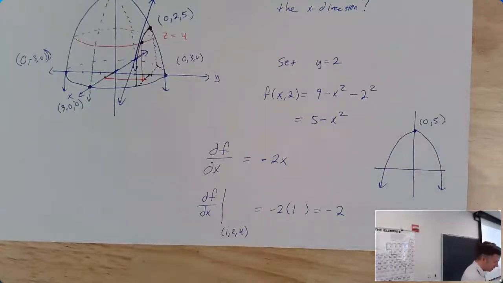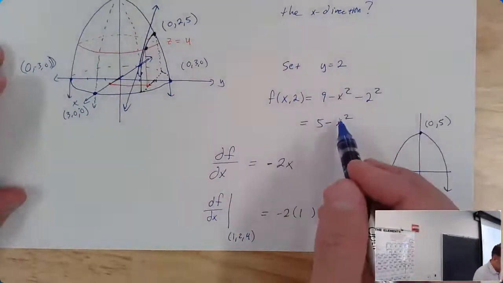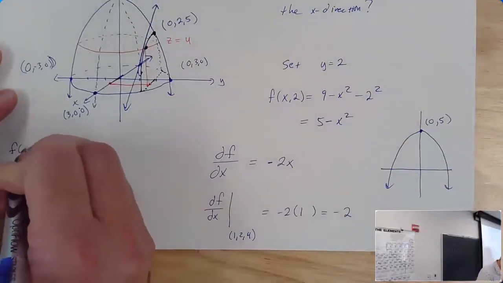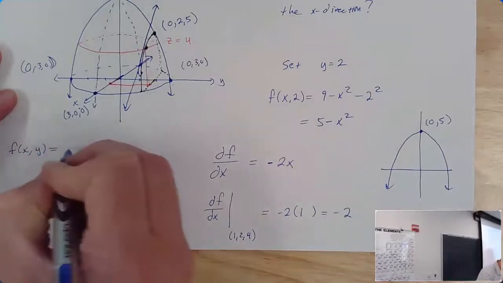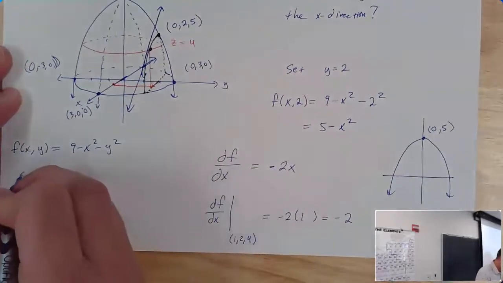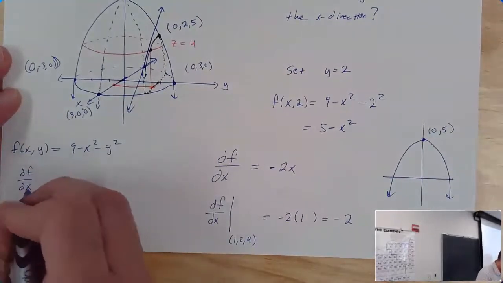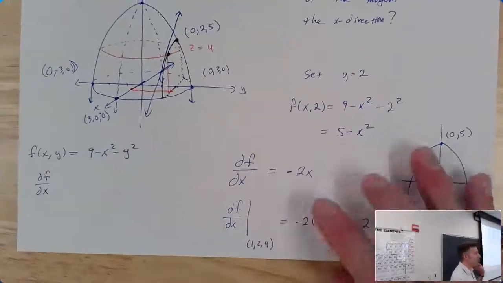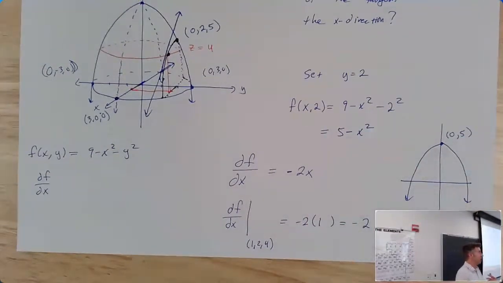I will say that if we don't actually set y equal to 2, if we go over here and say, oh, our function is 9 minus x squared minus y squared, and I want to find the partial derivative with respect to x just in general, the idea is we pretend y is a constant. Or really, I should say, we pretend that anything that isn't x is a constant. So if I'm taking the partial derivative of the function with respect to x, I'm saying, what happens to the function when I move in the x direction and not in any other direction? I'm not moving in the y direction.